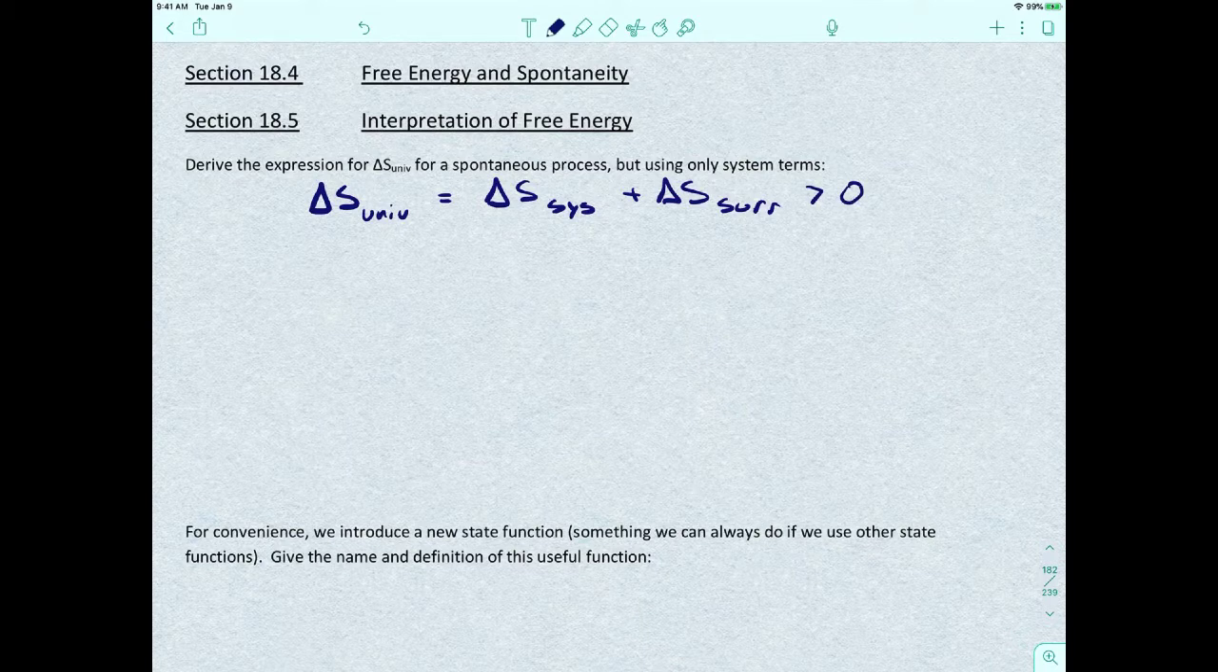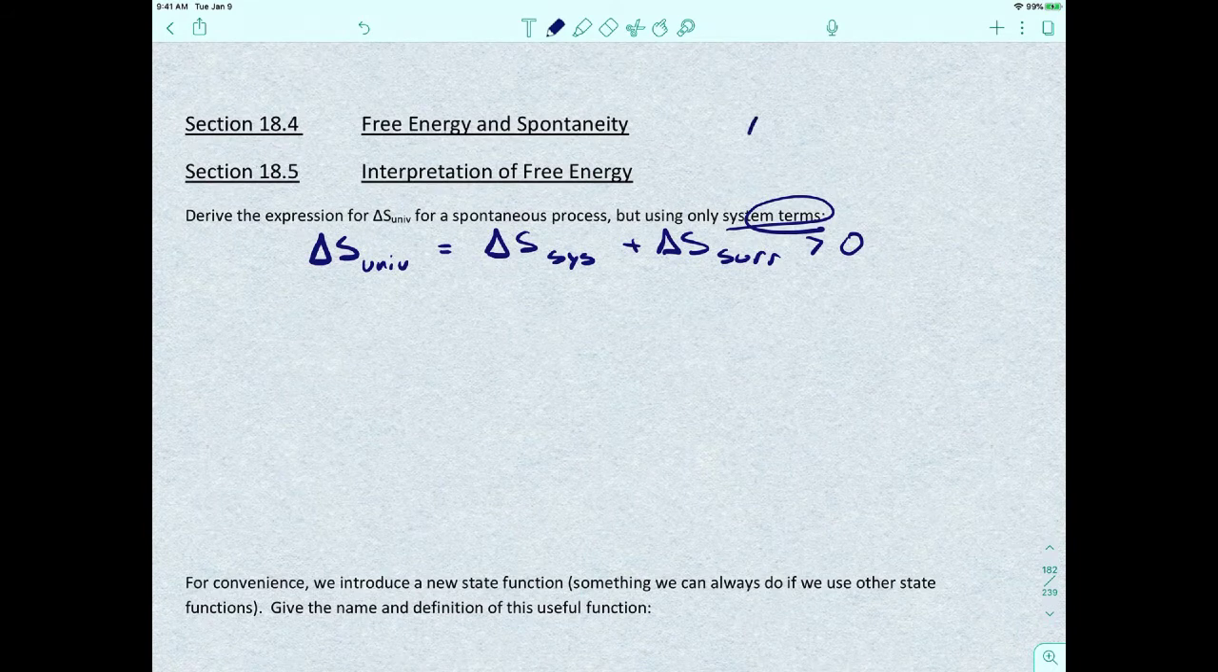So we said that for an exothermic process, that's going to be true. Now, if we're only going to use the system terms, we've got to get rid of the surroundings part. Remember that we said in the last video as well that the change in entropy of the surroundings is equal to the negative change in enthalpy of the system divided by the temperature. So let's replace the change in entropy of the surroundings with negative delta H system divided by T. I'm going to rewrite this.